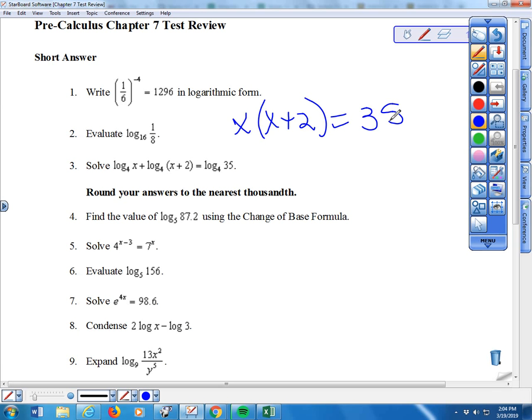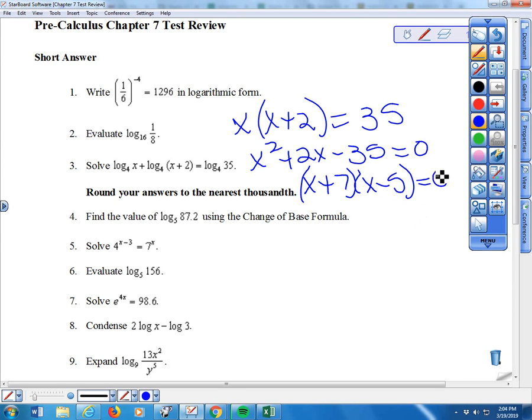Okay. So x squared plus 2x minus 35 equals 0. (x plus 7)(x minus 5) equals 0. So x is equal to -7 or 5. And when I put in a negative number here, I can never have a log of a negative number. So -7 won't work, but 5 will. So the only answer that works is 5. That makes sense? Okay.